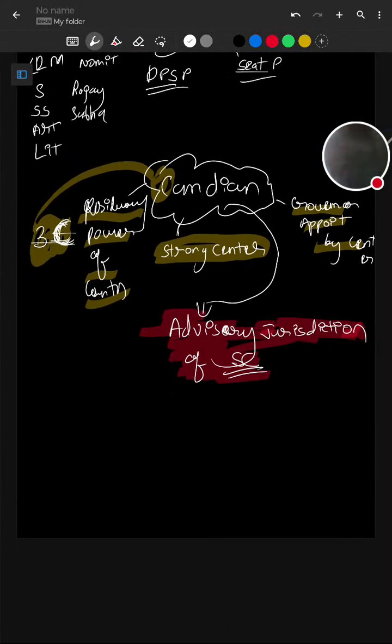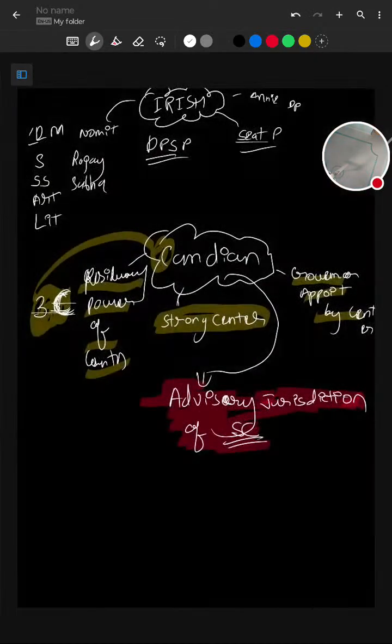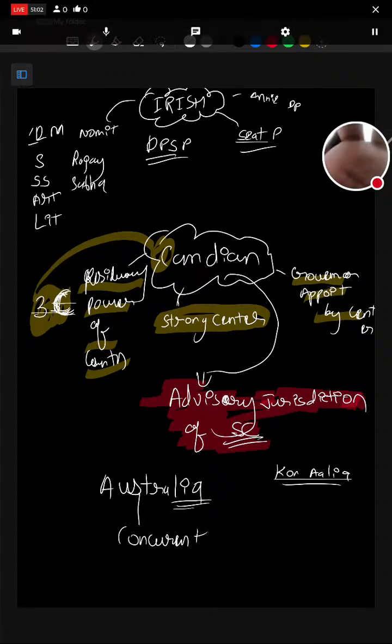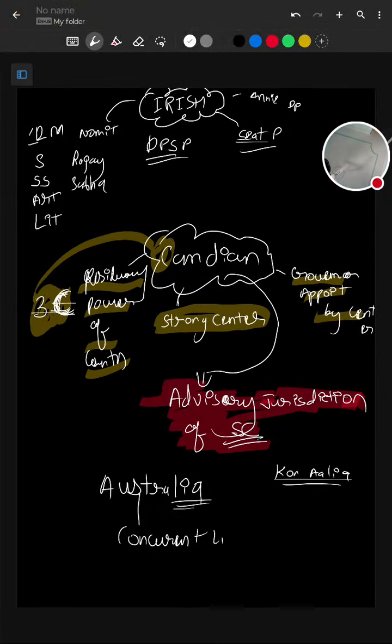That is Canada. Now going on to Australia. So Australia, con alia, concurrent list. Concurrent list is the list which we did in the seventh schedule, I think.